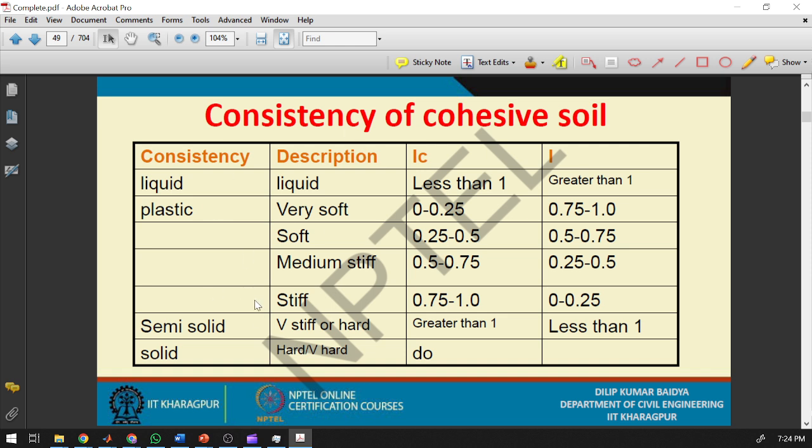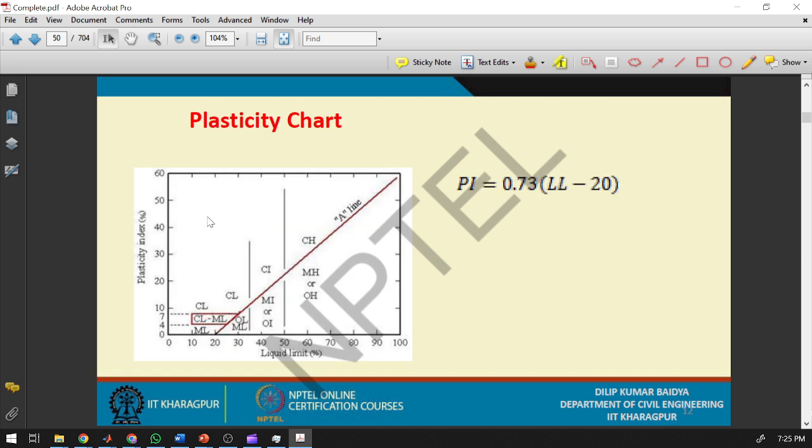And this is the consistency. These are called consistency limits because, based on the water content, or based on the liquid limit, plastic limit, and shrinkage limit, we can say what kind of consistency the soil has. Is it plastic, semi-solid, solid, or liquid? This is the plasticity chart that I was talking about.